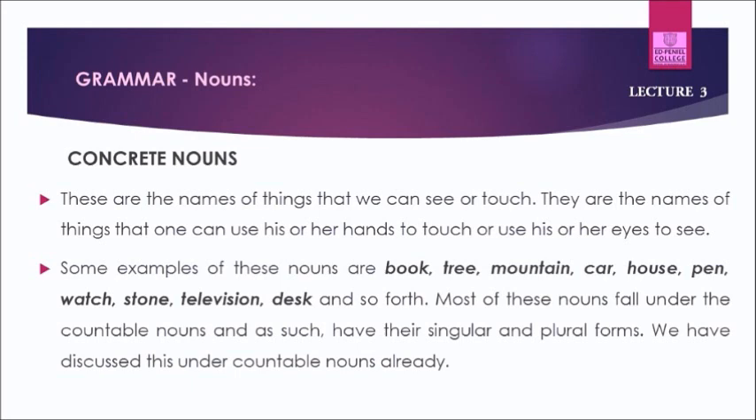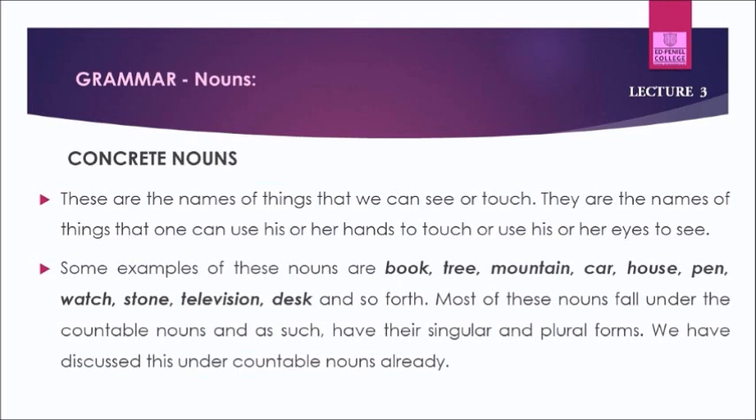Concrete nouns are the names of things that we can touch or see with our eyes. So the things that one can use a hand to touch or an eye to see are what we call concrete nouns. Most of the things in our houses, our offices, and our shops are concrete nouns. Those you can see with our eyes and touch with our hands.